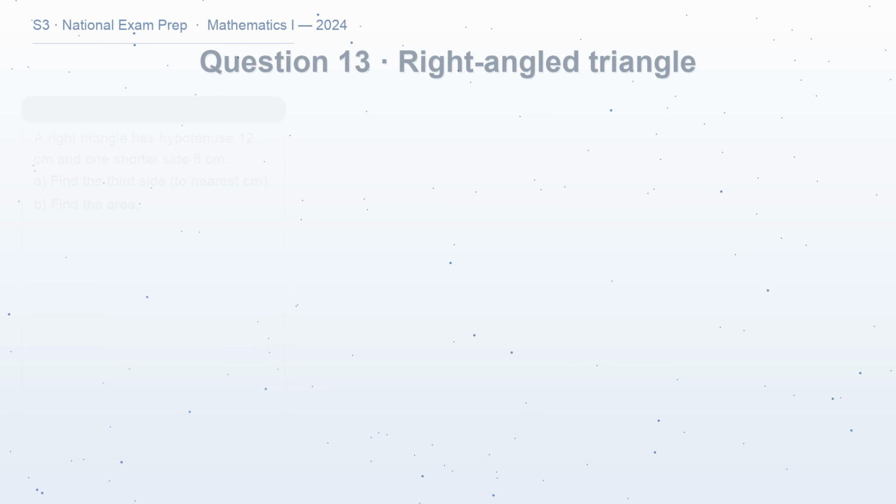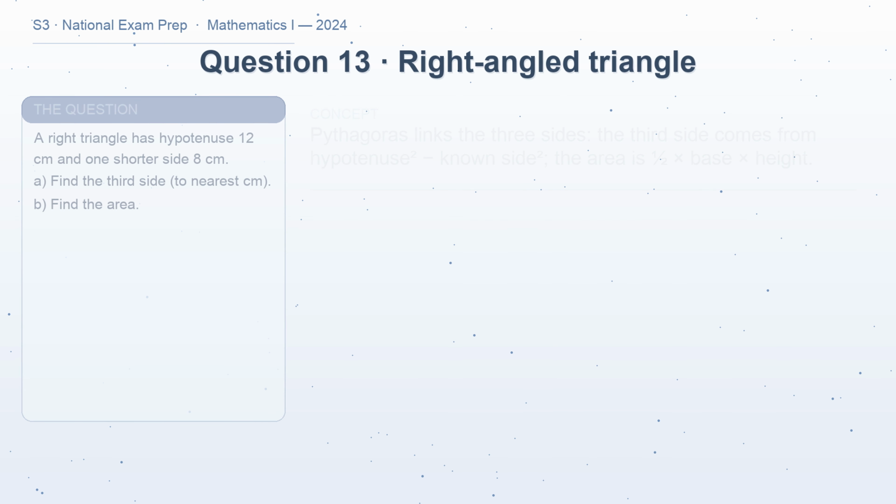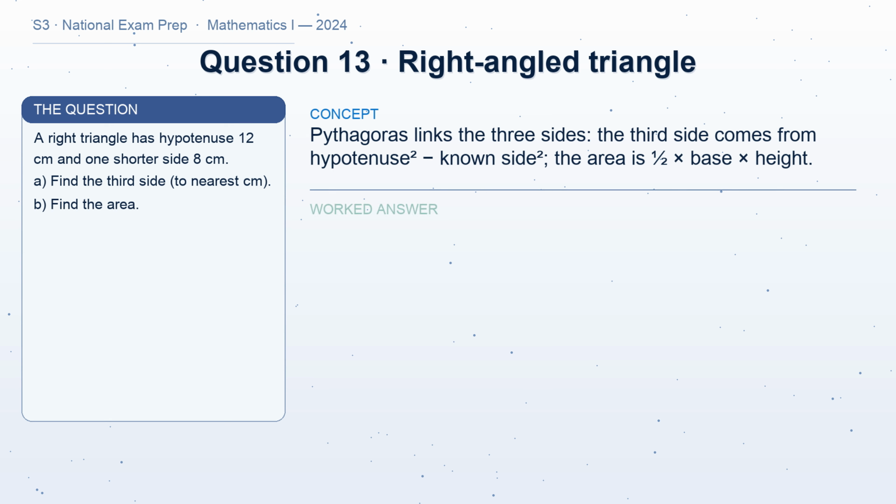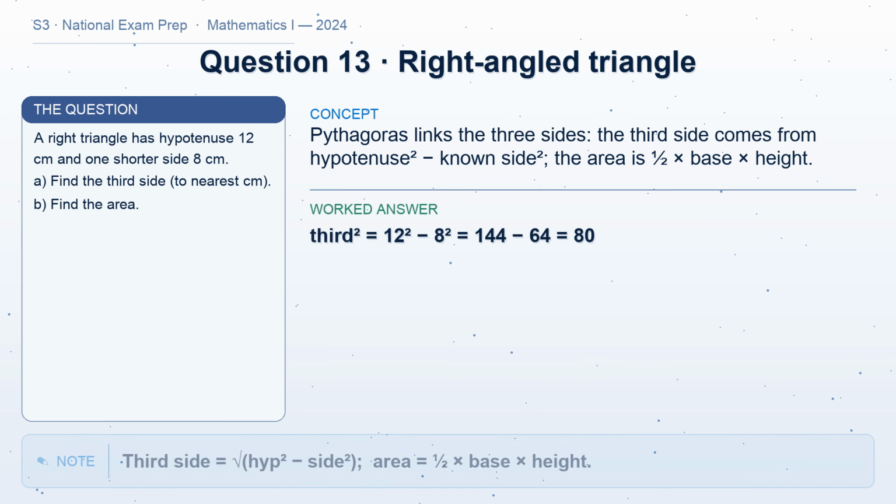Question 13. A right triangle has hypotenuse 12 centimeters and one shorter side 8 centimeters. Find the third side to the nearest centimeter, then the area. Pythagoras links the three sides, so the third side squared is the hypotenuse squared minus the known side squared. That is 12 squared minus 8 squared, which is 144 minus 64, or 80. The square root of 80 is 4 root 5, about 9 centimeters.